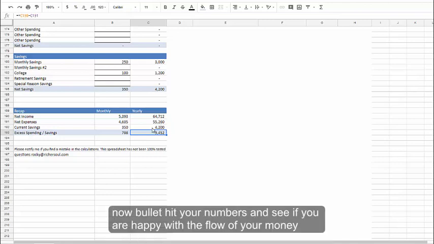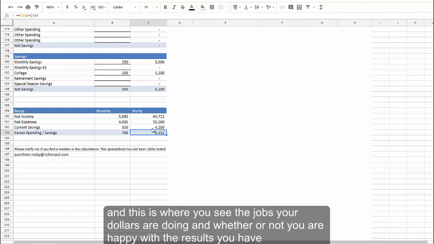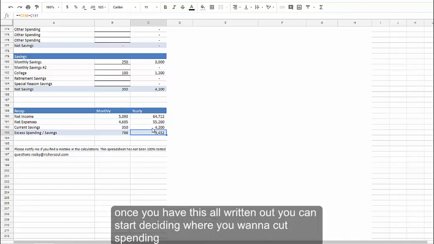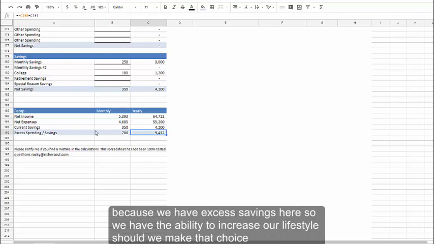Now, go look at your numbers and see if you are happy with the flow of your money. Is there something you want to change? Are you happy with where your money is spending? You need to give every dollar a job. And this is where you see the jobs that your dollars are doing and whether or not you're happy with the results you have. Once you have this all written out, you can start deciding where you want to cut spending and where you want to increase spending. Because that's fine too. If you decide you want to go out to eat more, then you can do that because we have excess savings here. So we have the ability to increase our lifestyle should we make that choice.